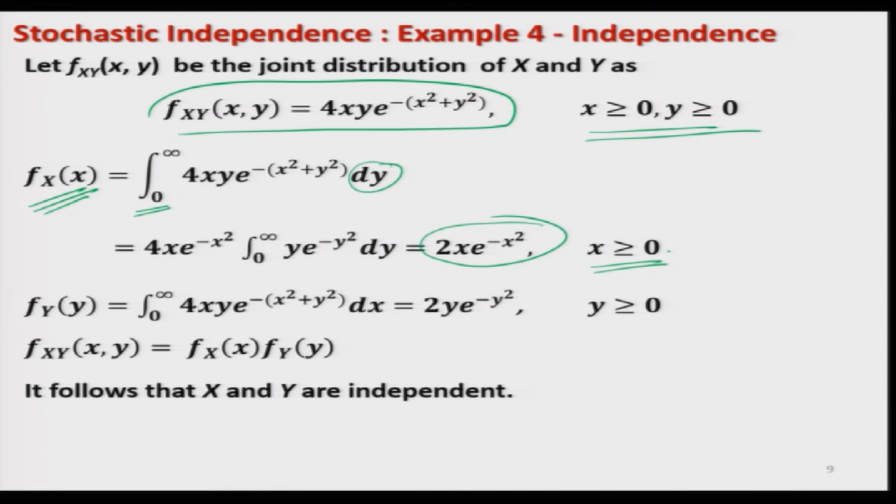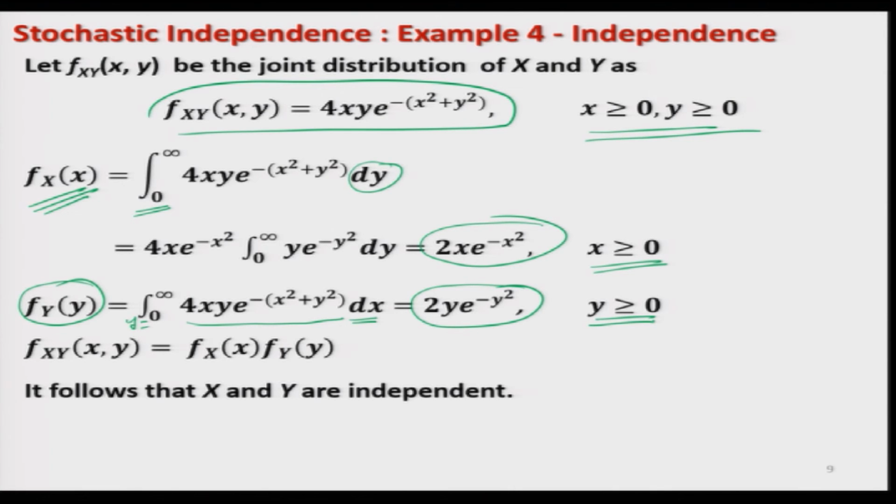Similarly, to find the marginal distribution of y, the range of y is 0 to infinity, and the integration is with respect to x of the joint PDF. If you solve this integral, you will get 2y exponential of minus y square, where y is greater than or equal to 0.